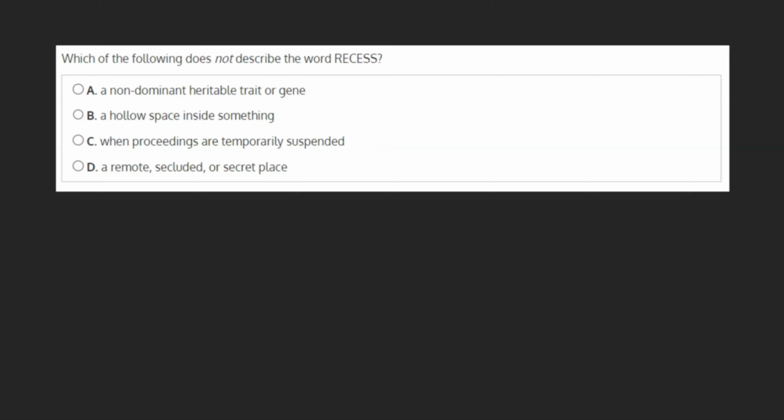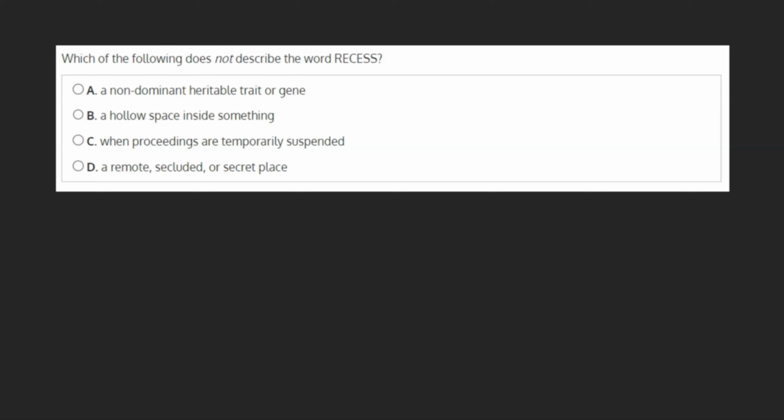Which of the following does not describe the word recess? A. A non-dominant heritable trait or gene. B. A hollow space inside something. C. When proceedings are temporarily suspended. Or D. A remote, secluded, or secret place.